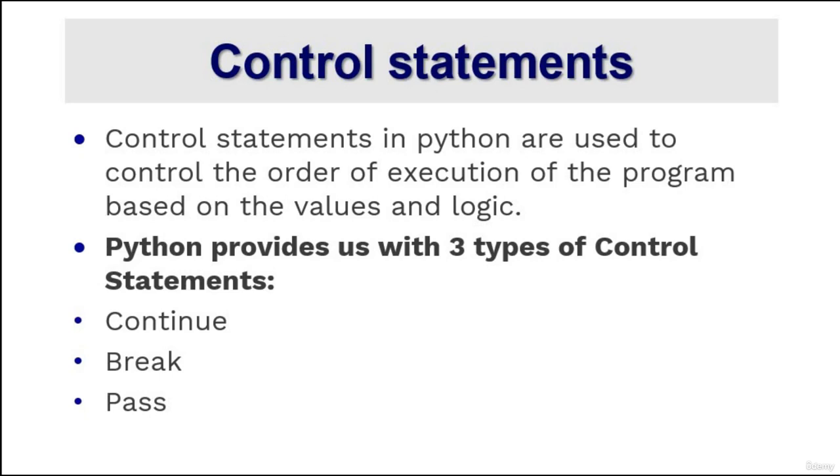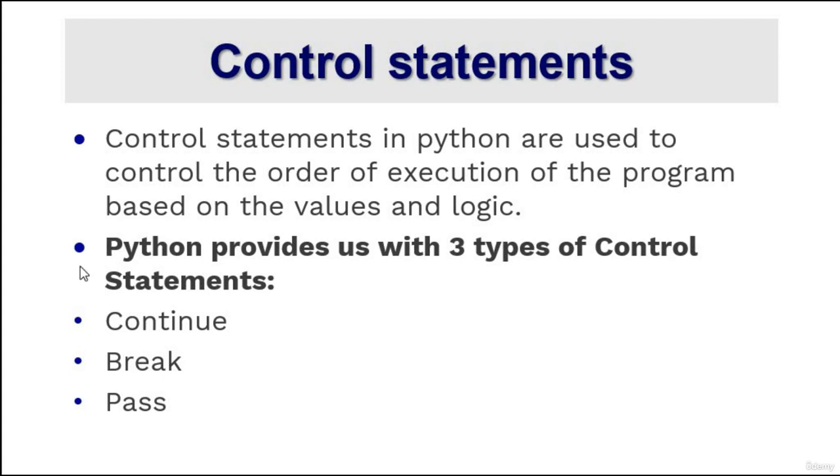Welcome back guys. In this class we are going to study control statements, what they are and what their purpose is in any coding language. Control statements in Python are used to control the order of execution of a program based on values and logics. They are basically based on the values or the given conditions or logics, as we have discussed in loops and in if else.